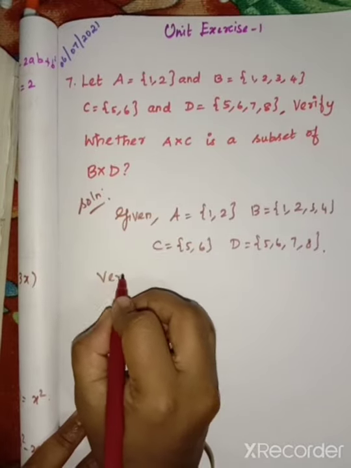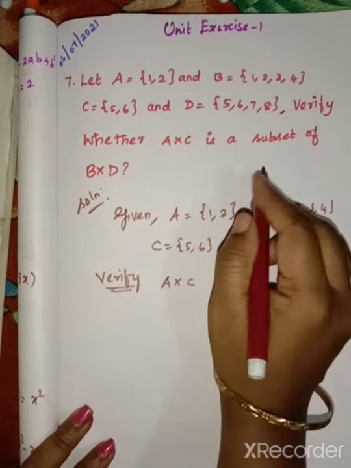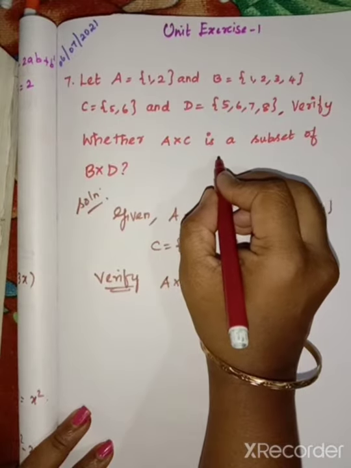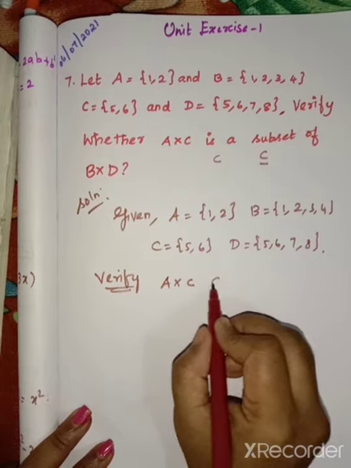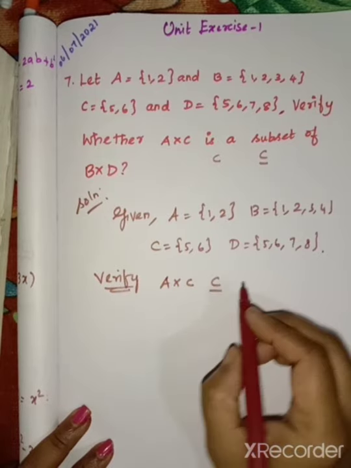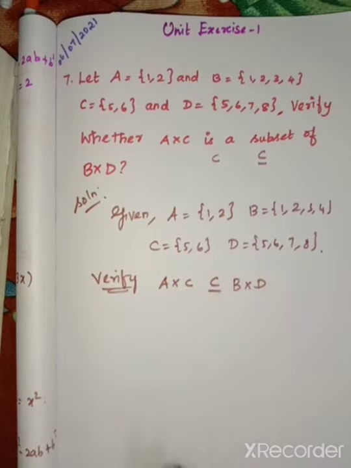So here we want to verify. What is that verify? A cross C is a subset. So proper subset means C. Subset means we have underline in between in down. So subset B cross D. This is the symbol for subset. So we want to do the left hand side and right hand side.